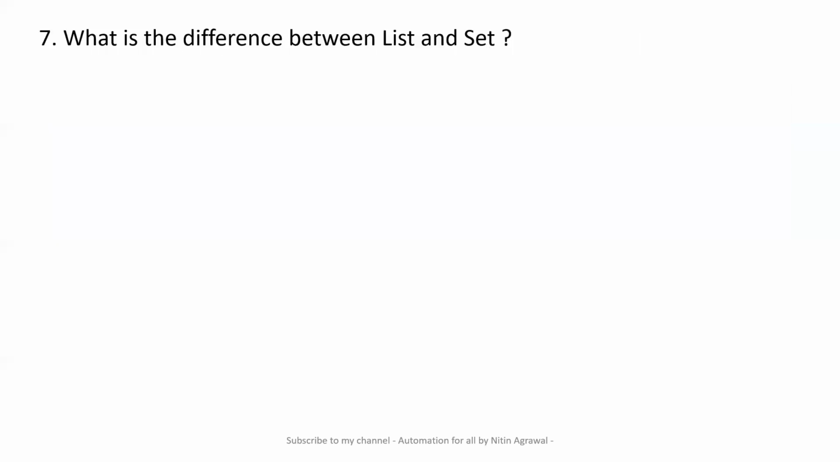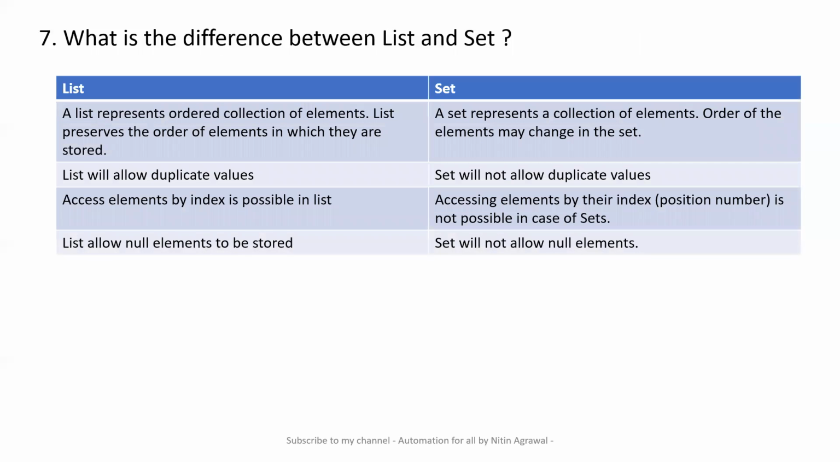Okay, now next question is, what is the difference between list and set? Now what list is? A list represents ordered collection of element. List preserves the order of element in which they are stored. List will allow duplicate values. Access element by index is possible in list, and list allow null elements to be stored. Whereas a set represents a collection of elements, order of elements may change in the set. And set will not allow duplicate value. Accessing element by their index is not possible in case of sets. And set will not allow null elements.